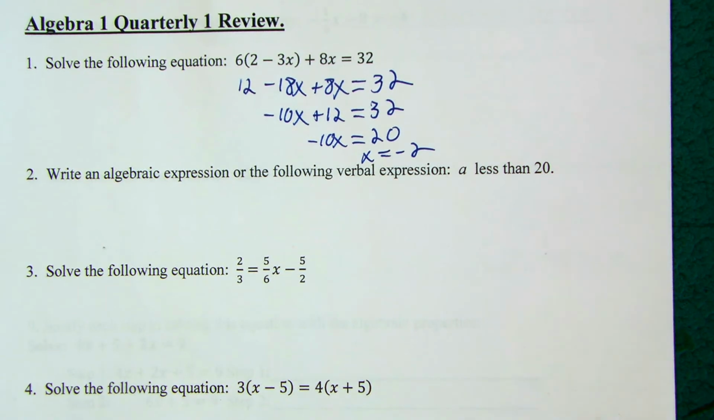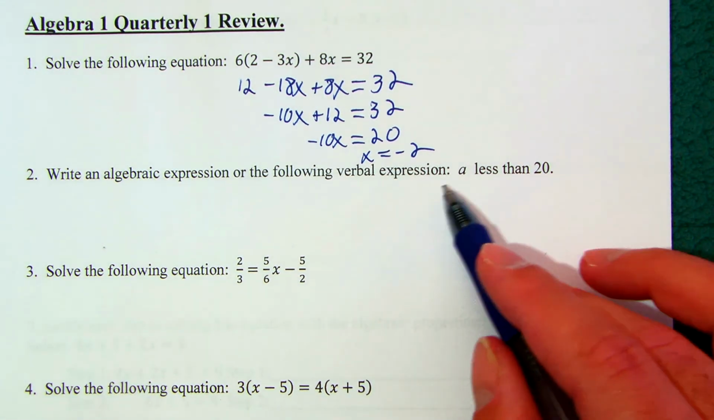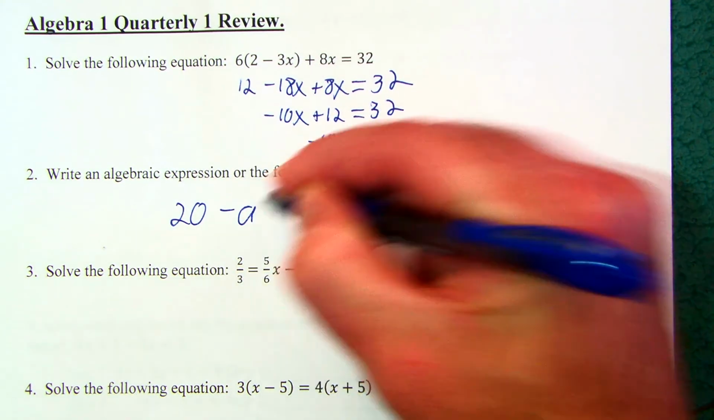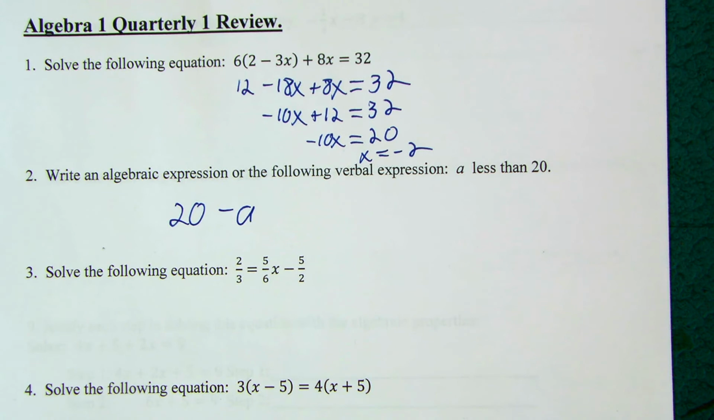So a less than 20 for number 2. We got to write an expression for this. So it's a less than 20, so you're taking the a away from the 20. So it's got to be 20 minus a there.